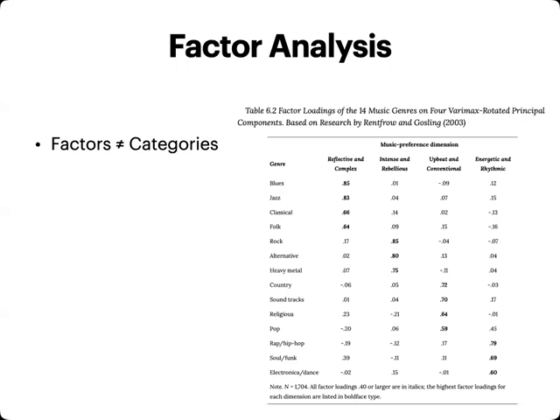reflective and complex, and genres including blues, jazz, classical, and folk; intense and rebellious, and genres including rock, alternative, and heavy metal; upbeat and conventional, and genres including country, soundtrack, religious, and pop. And finally, energetic and rhythmic, and genres including rap, hip hop, soul, funk, and electronica.